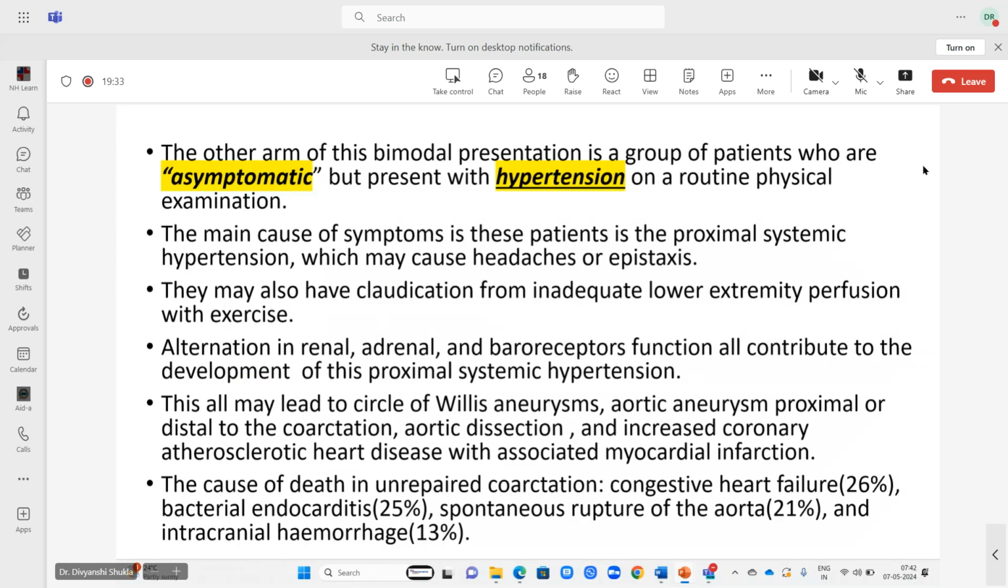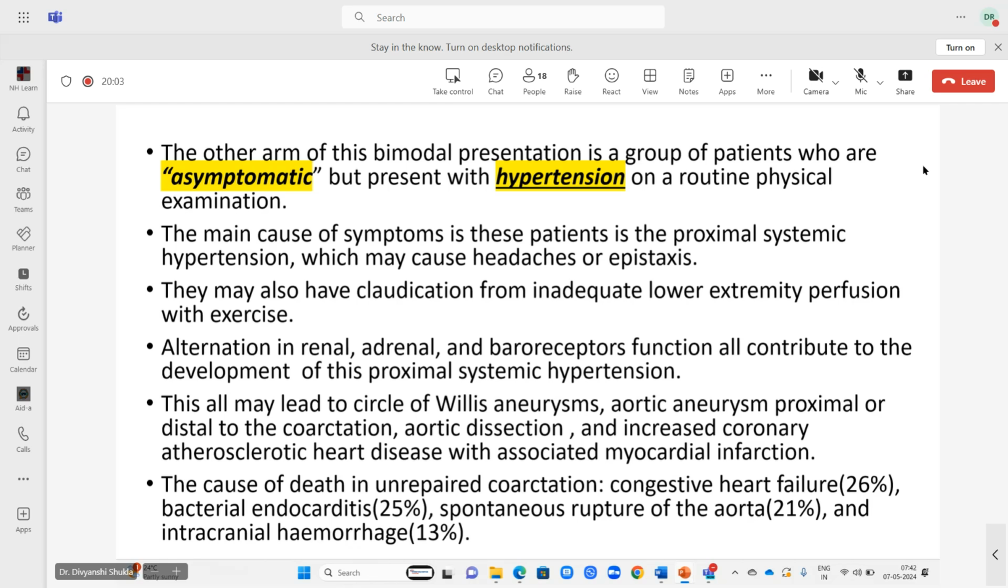The other arm of this bimodal presentation is a group of patients who are asymptomatic but present with hypertension on routine physical examination. The main cause of symptoms in these patients is the proximal systemic hypertension, which may cause headache or epistaxis. They may also have claudication from inadequate lower extremity perfusion with exercise. Alterations in renal, adrenal, and baroreceptor function all contribute to the development of this proximal systemic hypertension.